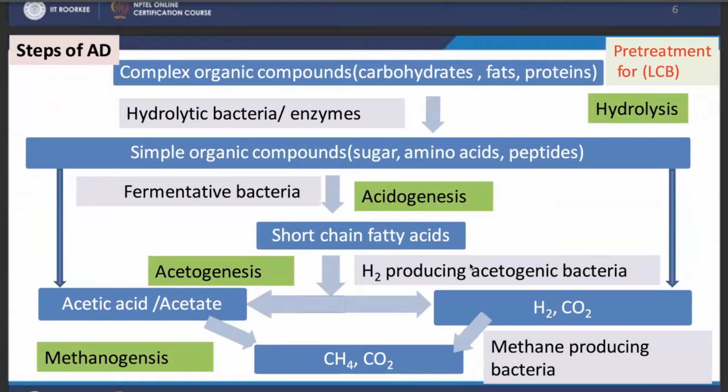So we will discuss further in the pre-treatment unit what the pre-treatment options available to us are for treating lignocellulosic material. So the general steps of anaerobic digestion: we have complex organic compounds, right? We have waste like cattle manure or leaves or wheat straw. They are very high in carbohydrates, fats, and proteins. So the first step is with the help of hydrolytic bacteria or enzymes.